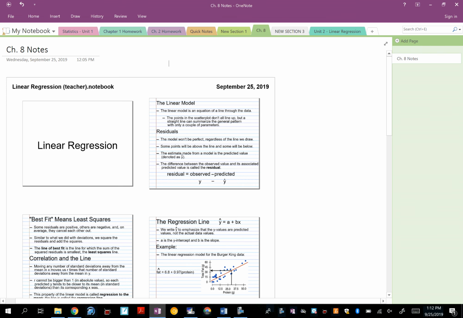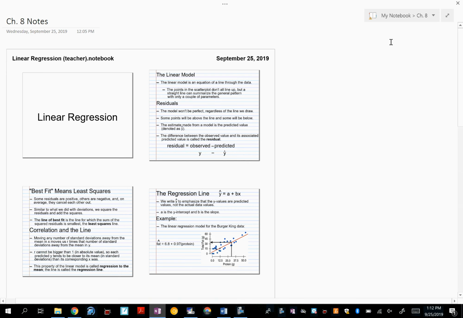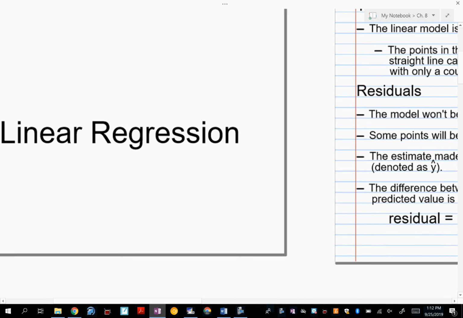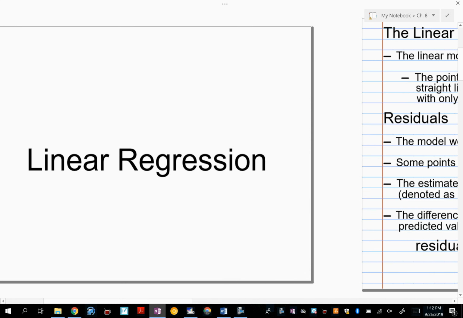All right, we're here with Honors Statistics class, period 2, and we're going to start talking about linear regression. That's what this is all about. This is chapter 8. So anything we do for the rest of this week, today, tomorrow, and Friday, is going to be from chapter 8.